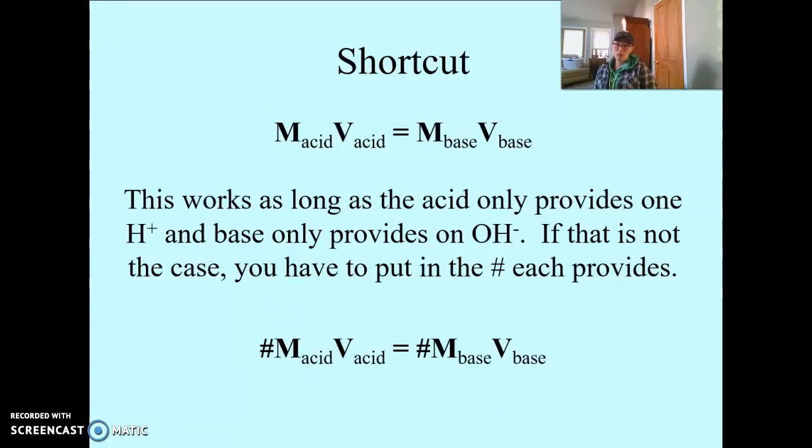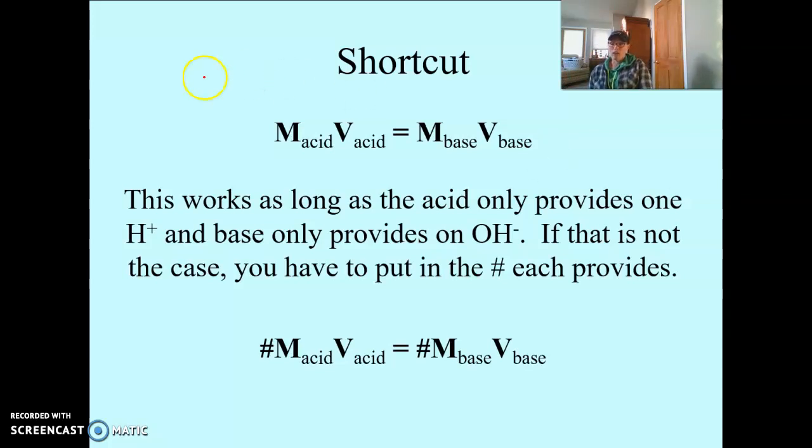Because what in essence we're doing is we want to make sure that the number of H's that we have matches the number of OH's so that they balance each other out, so that our concentration is equal for both of them, which we talked about pH earlier. That's what pH is when the H and the OH concentrations are equal.